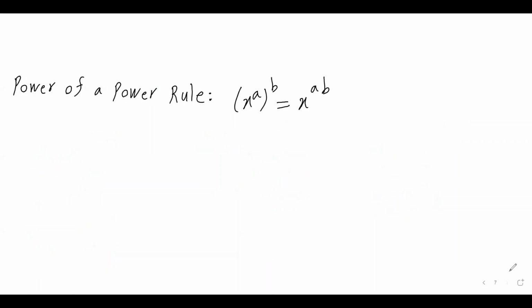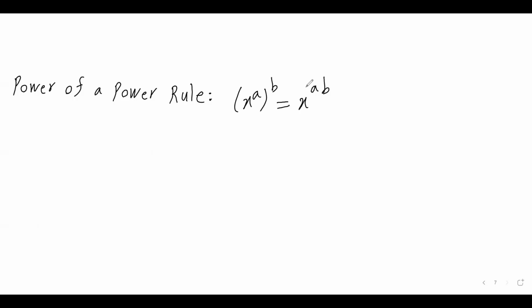All right, let's move on to the next rule, which is the power of a power rule. x to the power of a, all to the power of b, equals x to the power of ab. So when we have a power to the power of something, what we do is we just write down the base and then multiply those powers, a times b.